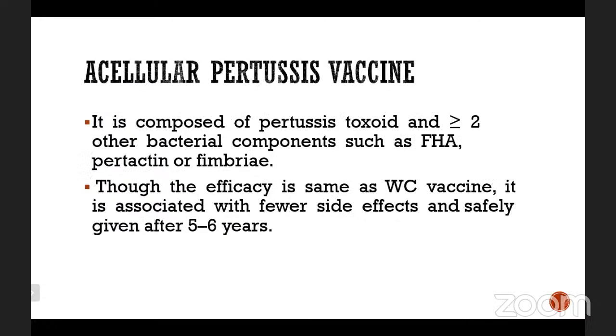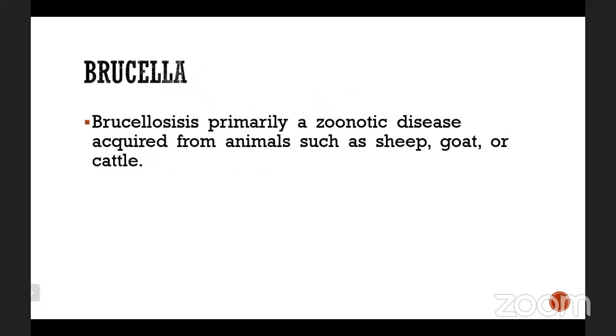Next one is the acellular pertussis vaccine. It is composed of pertussis toxin plus 2 other bacterial components such as FHA, pertactin or fimbriae. Efficacy is the same as the whole cell vaccine. It is associated with few side effects and it is safely given after 5 to 6 years.